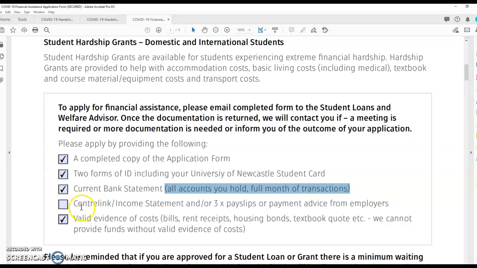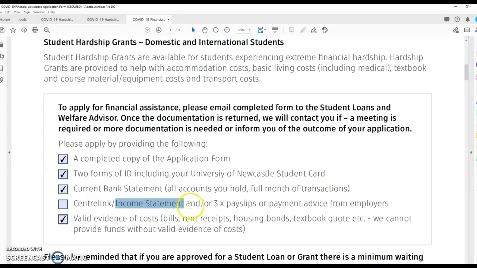The fourth one here is income. This Centrelink is Australia's welfare agency. Centrelink only supports Australian citizens, so that would not apply to most ELICOS students. But if you have any kind of employment, any kind of job or income, you need to include a statement of that income, how much money you are earning. And that doesn't mean your application won't be approved.